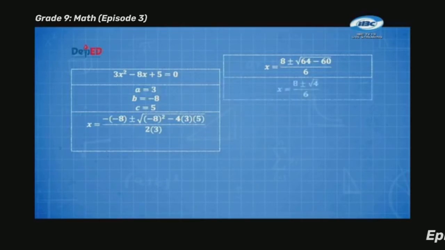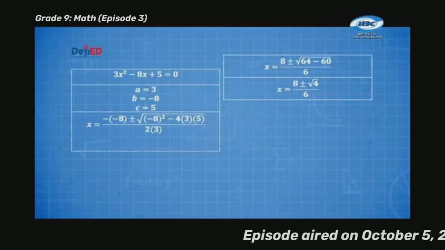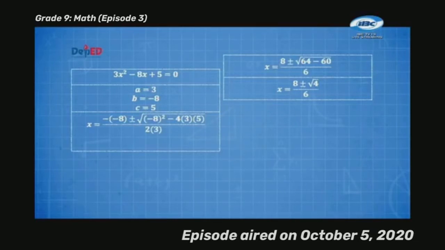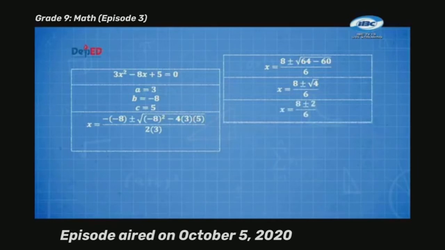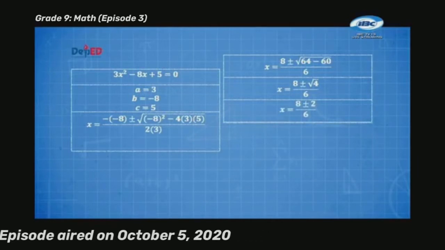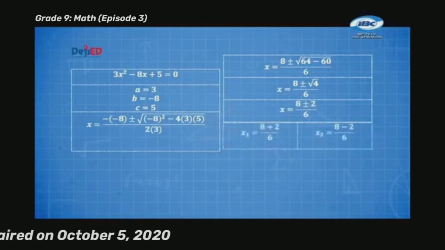64 minus 60 is equal to 4. Thus, 4 is what appears now under the radical sign. The principal root of 4 is 2, so the numerator is now expressed as 8 plus minus 2. Next, we break down the equation into 2.